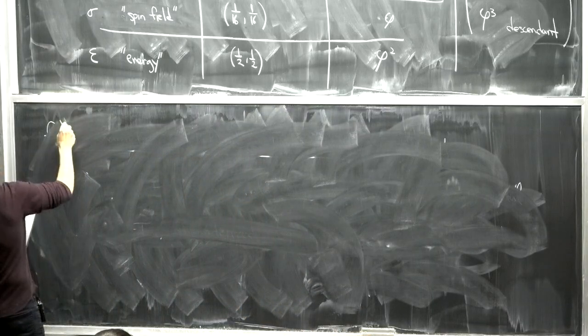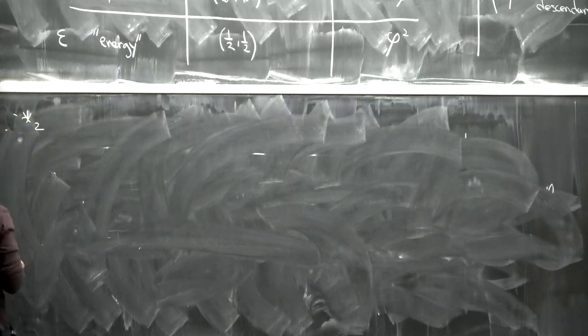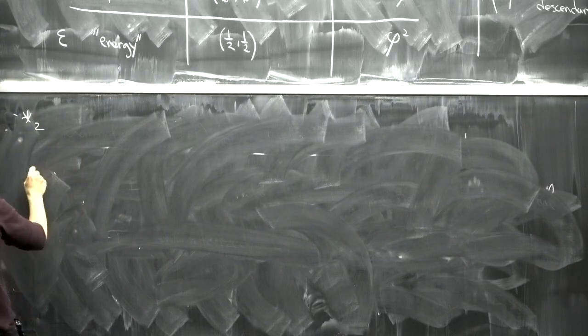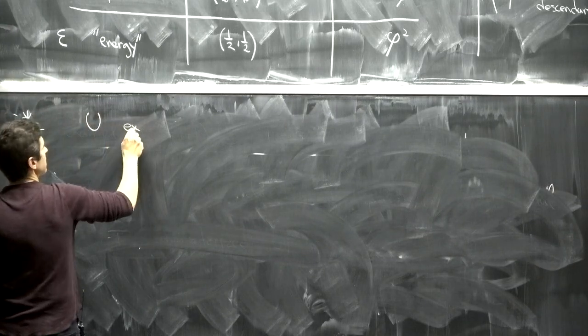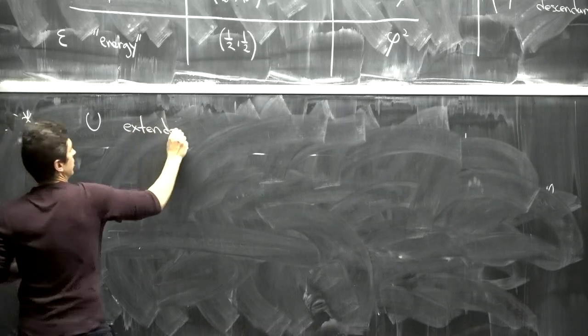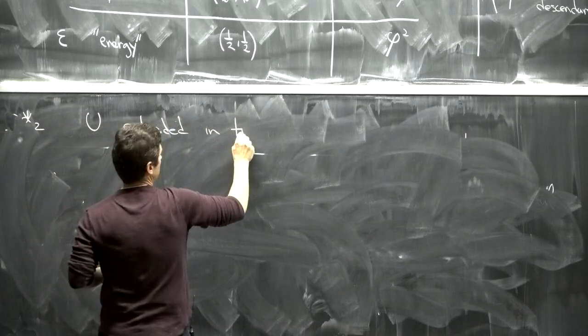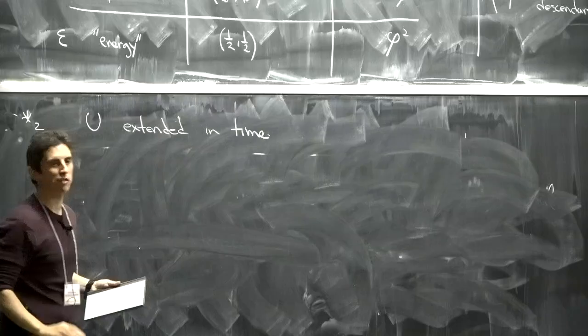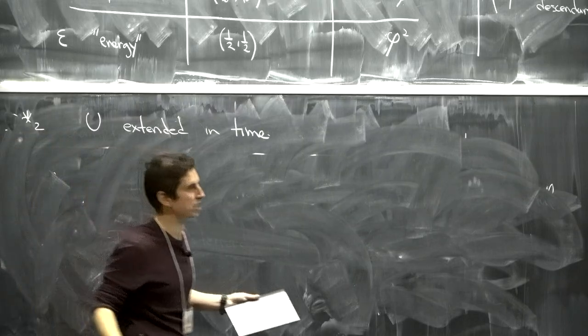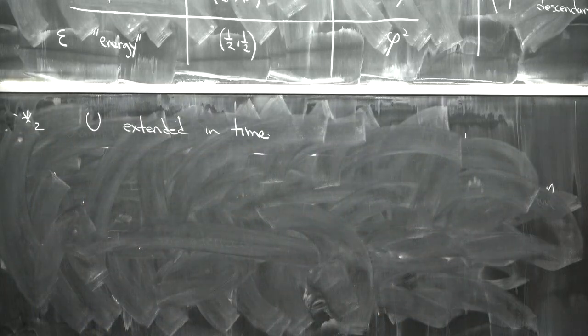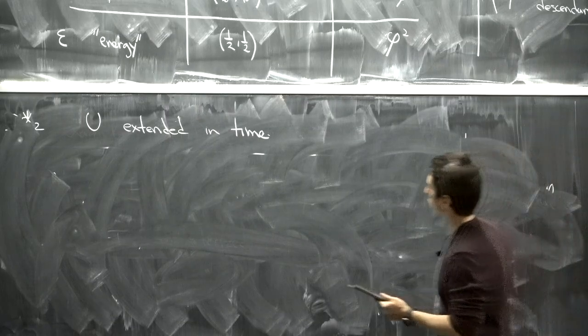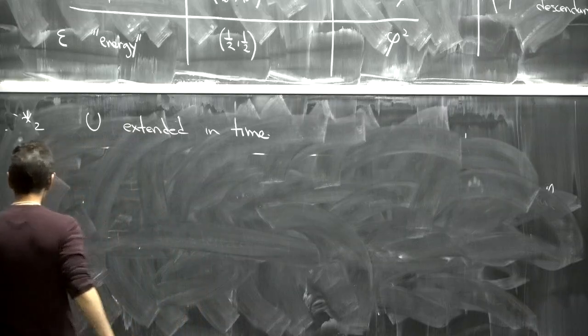Interpretation 2 is where we view u as extended in time. The partition function doesn't have that knowledge in it. The partition function just depends on the torus, and u is on a circle. It doesn't know which way you define time. That's why we're going to get an equation here. So I view u as extended in time.